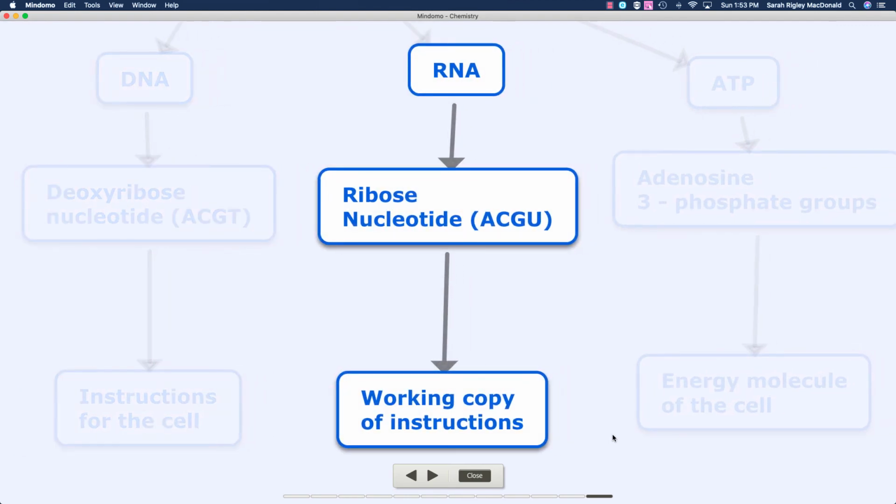So again, for structure, the difference here is that it's ribose sugar instead of deoxyribose. We still have nucleotides, except we have the uracil instead of the thymine. Function here is that this is the working copy of instructions. So it's like there's a library book, that's the DNA. We can't take it out of the library, so we take a photocopy of it, and we can take that with us out of the library to go and build whatever we want to build. And we'll go through this process quite a few times when we hit the cellular chapter, which is coming up next.